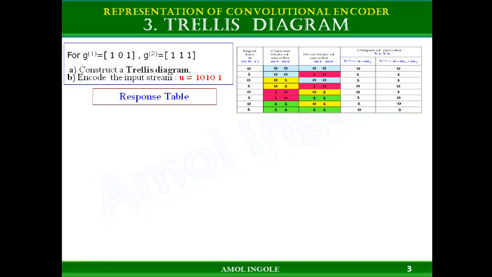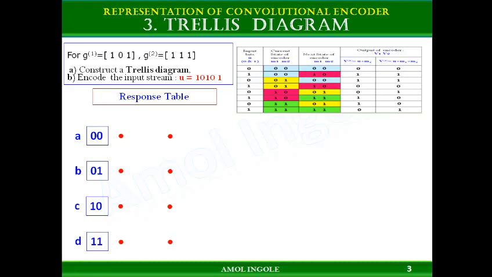Let us start constructing a trellis diagram from the response table. The first thing in constructing a trellis diagram is to show all possible states. As we have identified, there will be 4 possible states for this encoder, so I am showing them as A, B, C, D: 00, 01, 10 and 11. These are the 4 possible states, and these are our time steps.